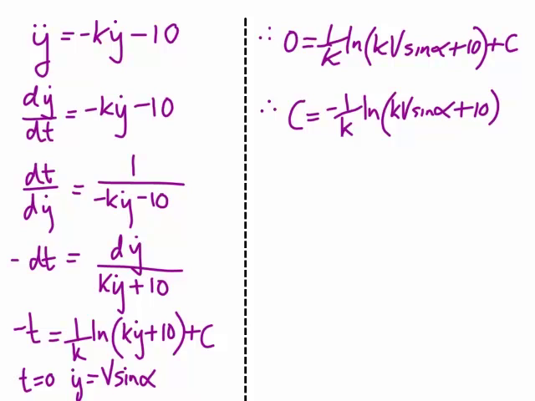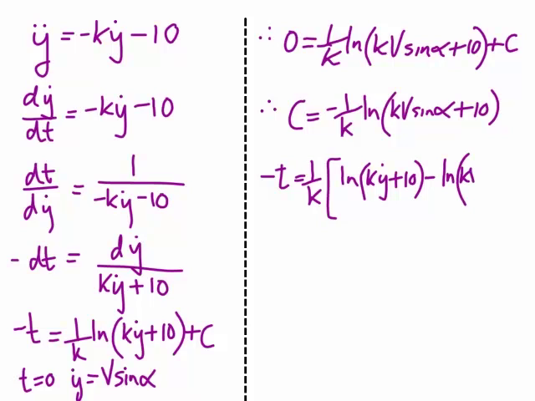Therefore, putting it back in, we know that minus t is equal to 1 on k. Let's take the 1 on k out. We have a ln of ky dot plus 10, but we've also got a minus ln of kv sine alpha plus 10. Will it fit in? Might just fit in on the end there. So we just multiply by k.